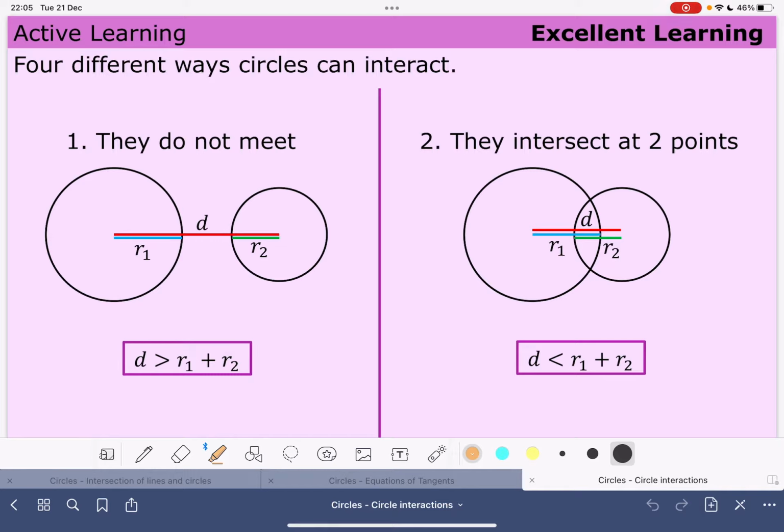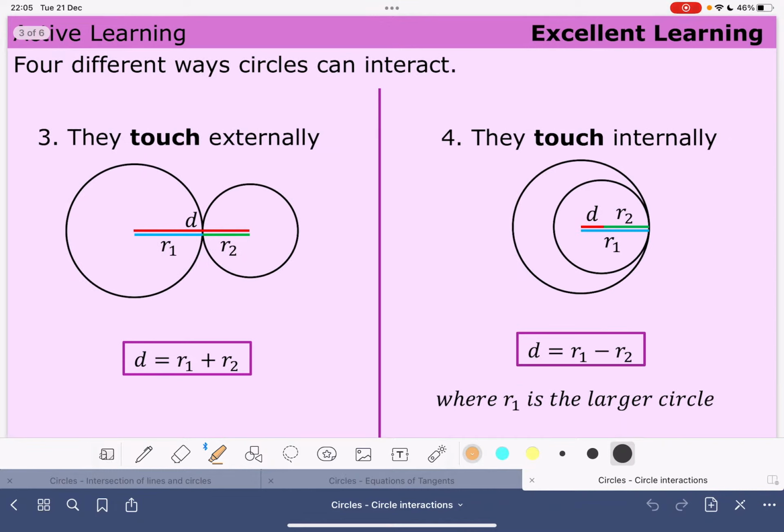Let me just go through the 4 and then I'll come back to them and explain how we can prove which of these scenarios we're in. So 4 ways that circles can interact. Either they don't meet, and these are really similar to how lines and circles interact, or how lines and curves interact, particularly in terms of quadratics. So they either don't meet at all, they can intersect at 2 points, or we can have a scenario where the circles are tangential to each other, where they just touch one another. But we've got 2 separate versions of that same idea.